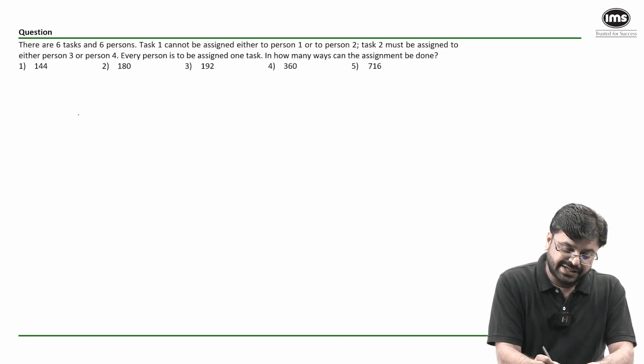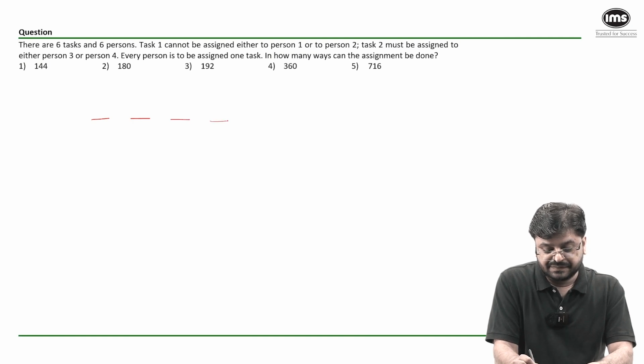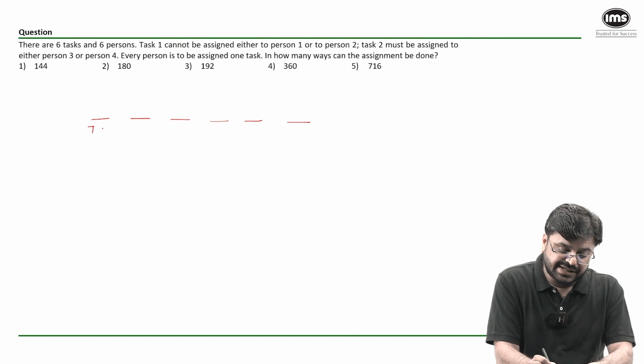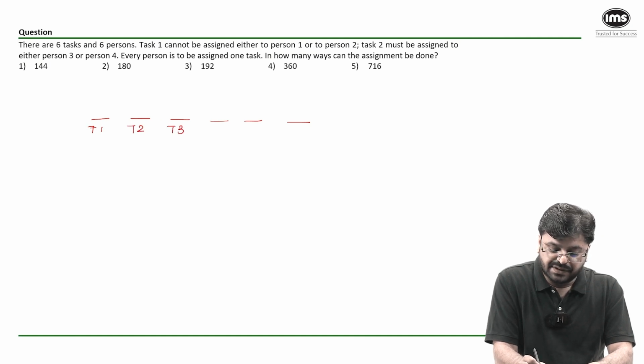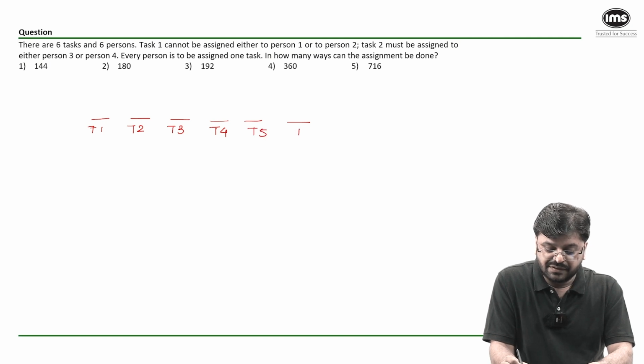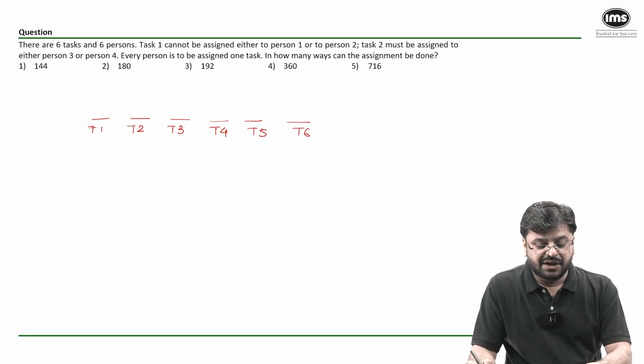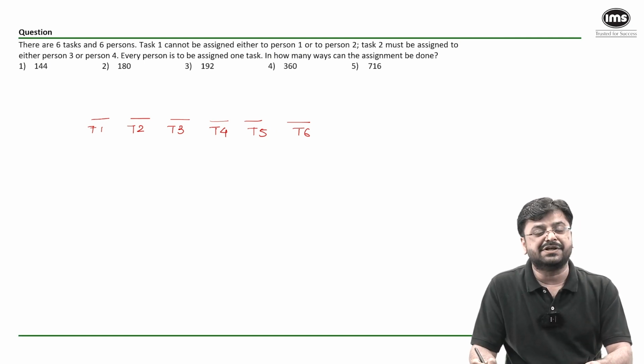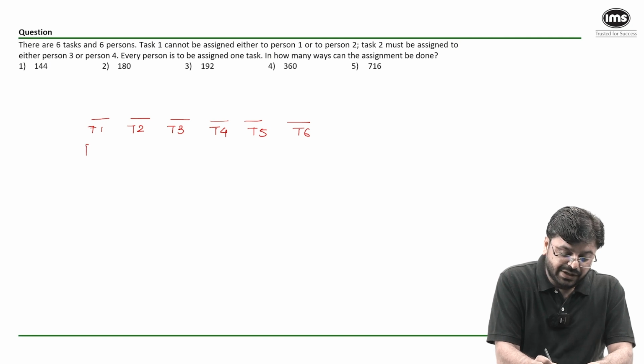So let's understand it this way. If I write the task like this, let's say these are the 6 tasks: T1, T2, T3, T4, T5 and T6. As per the given conditions, task 1 cannot be assigned to person 1 or person 2. So I cannot assign this task to person 1 or person 2.